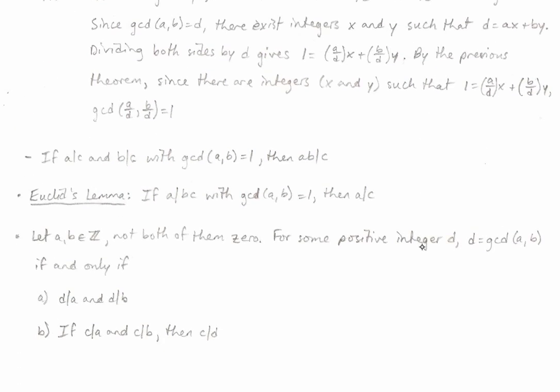Couple more here. If a divides c and b divides c and a and b are relatively prime, then the product ab will divide c. And then there's a lemma that's called Euclid's lemma. If a divides b times c and a and b are relatively prime, then a has to divide c.